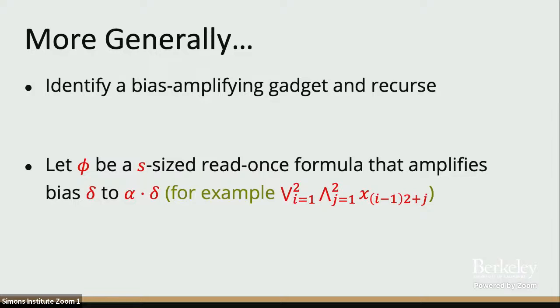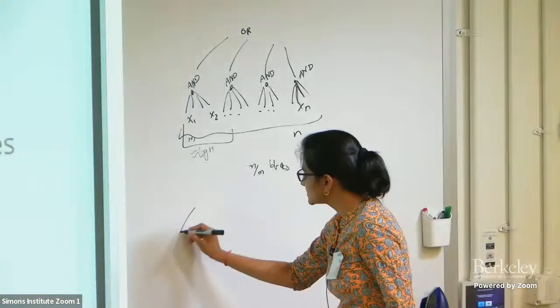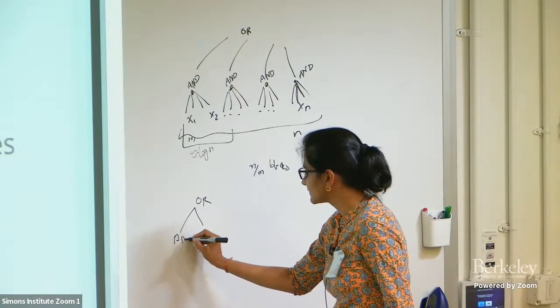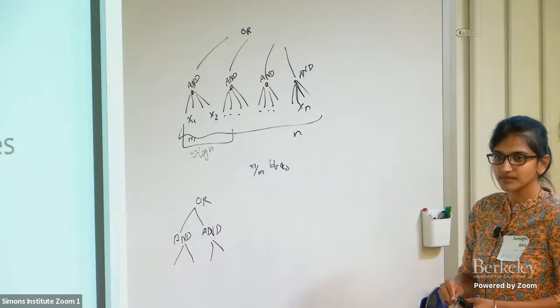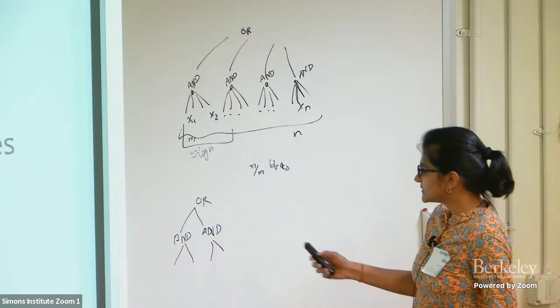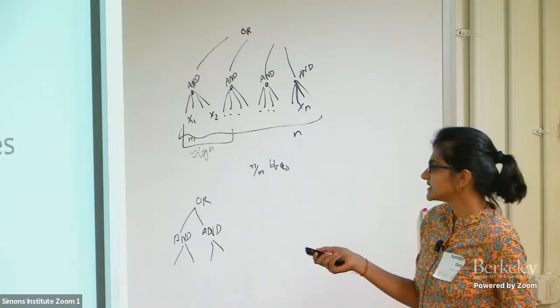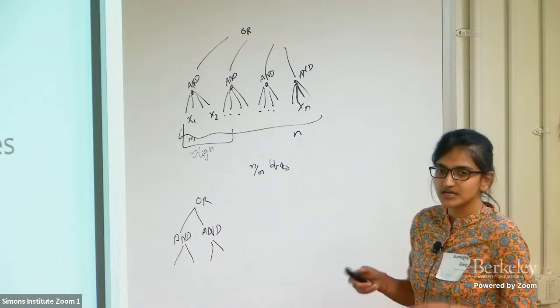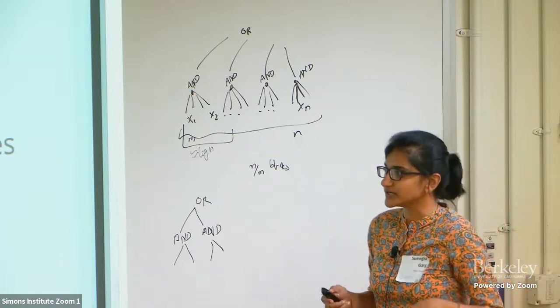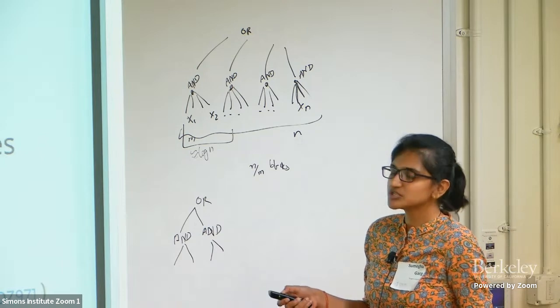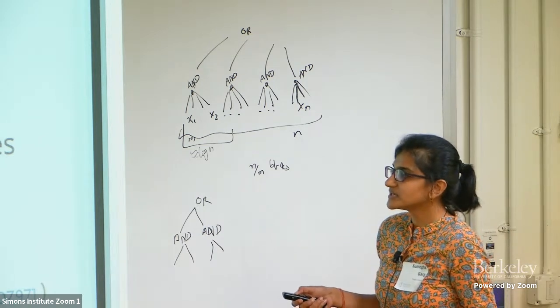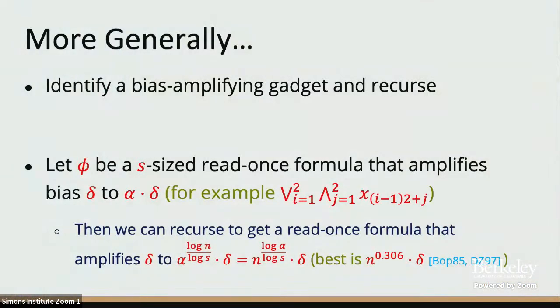The example that I give here is the optimal read-once Boolean formula that amplifies bias, and this just results in an AND-OR tree. So this gadget is this. It works on 4 input bits, and then you are recursing on it and basically making an AND-OR tree. If you have an S-sized formula that amplifies by alpha, then because in the end you have n input bits, you can recurse log n by log s times. That is the recursion depth.